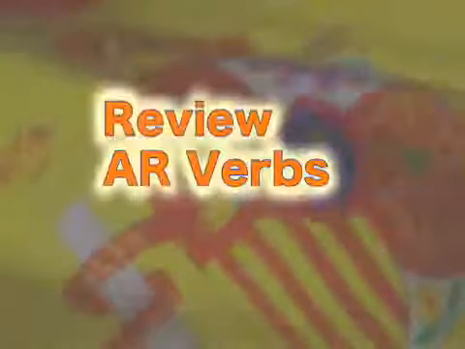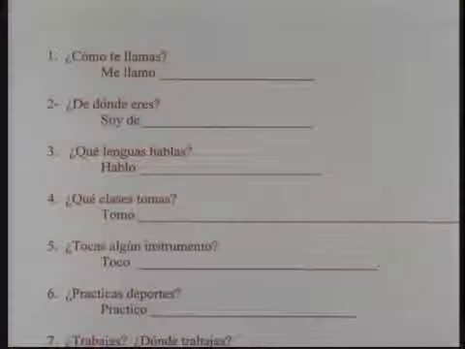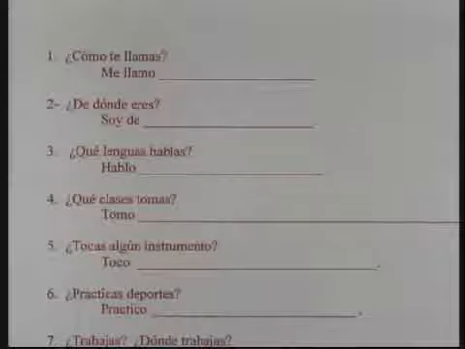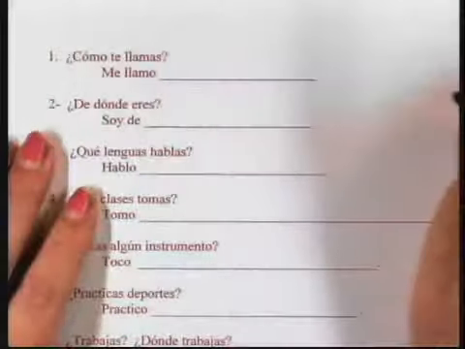Okay, ahora vamos a repasar un poquito los verbos AR. Now we're going to review a little bit AR verbs. Here I have an entrevista. I want you to write. Escribe las respuestas a las preguntas. Write the answers to the questions. Número 1. ¿Cómo te llamas? Escribe. Me llamo. Escribe tu nombre. Write your name. Write me llamo and your name.